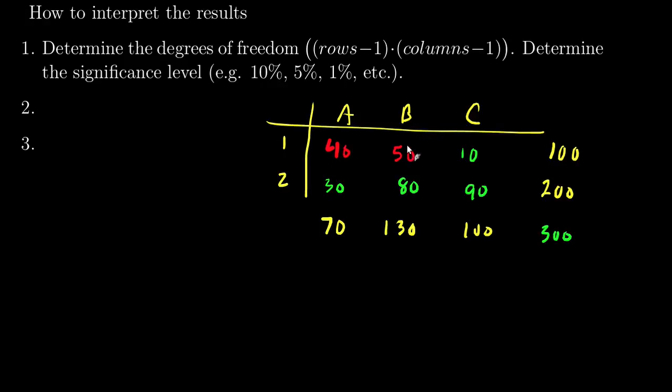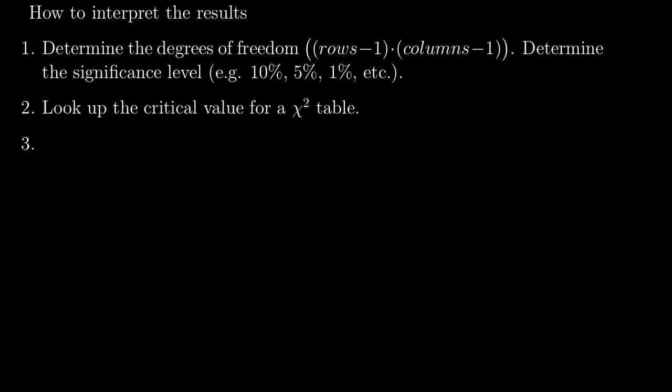If this, instead of being 50, was 49, I could solve for the rest. So that's why I do rows minus 1 and columns minus 1. There are only actually that many free values in here. The rest are fixed, determined once you have those.